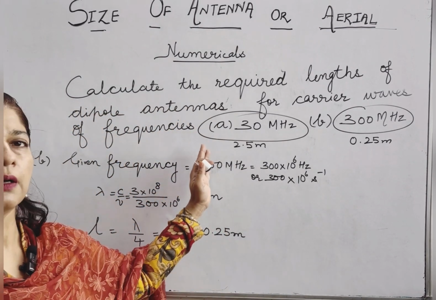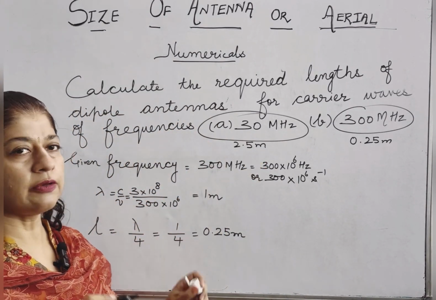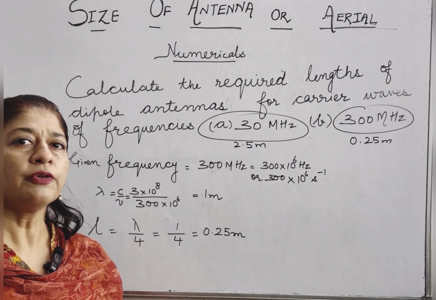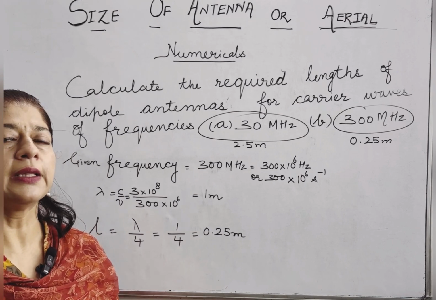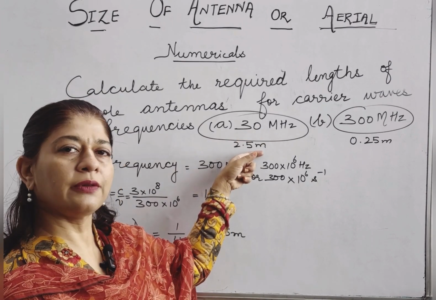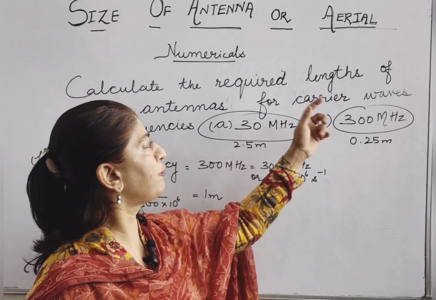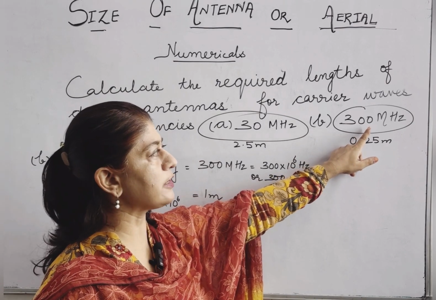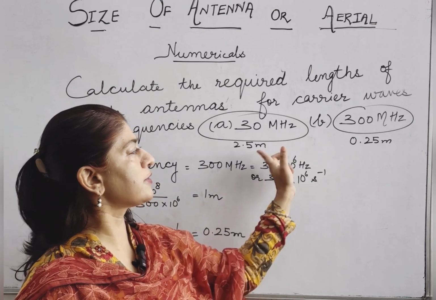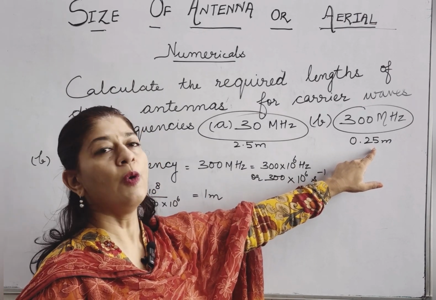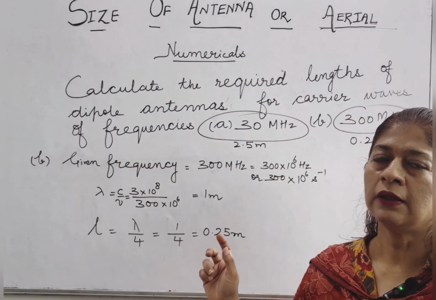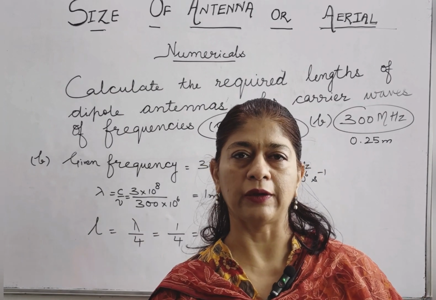Here you can see one important conclusion: as the frequency of the carrier wave increases, the length of antenna decreases. For 30 megahertz, the required length of antenna is 2.5 meter. As the frequency of the carrier wave is increased to 300 megahertz, the length of antenna has decreased to 0.25 meter. So this is all about the length of antenna or aerial for today's talk.